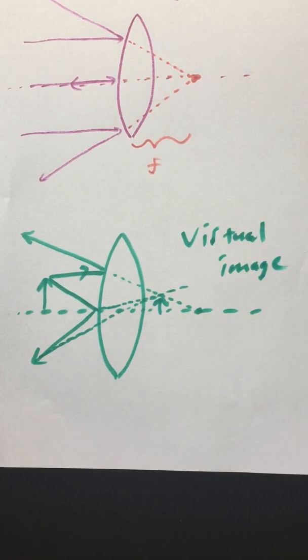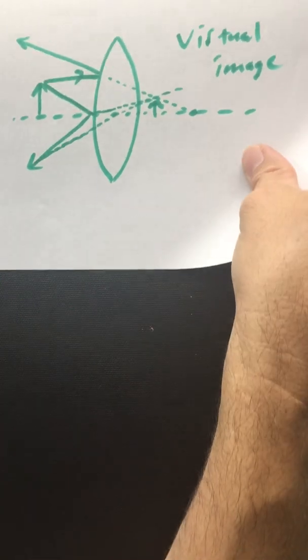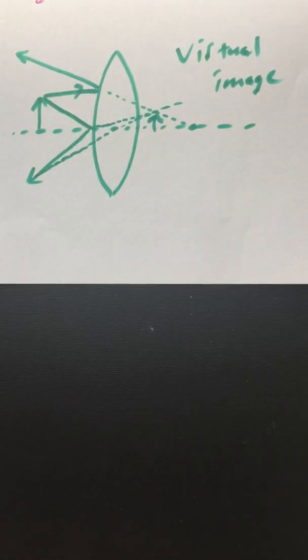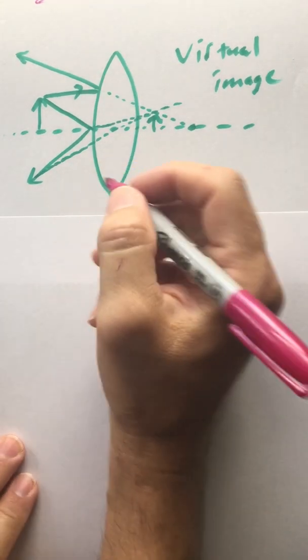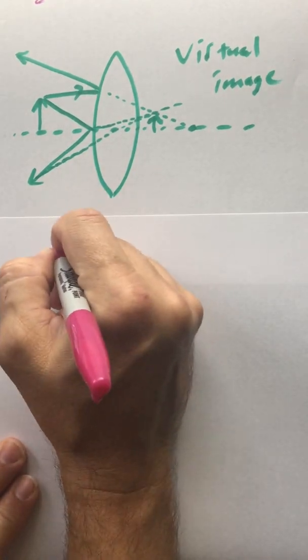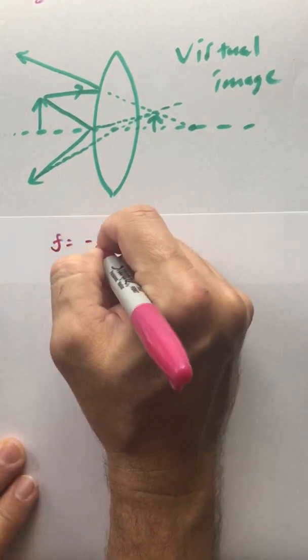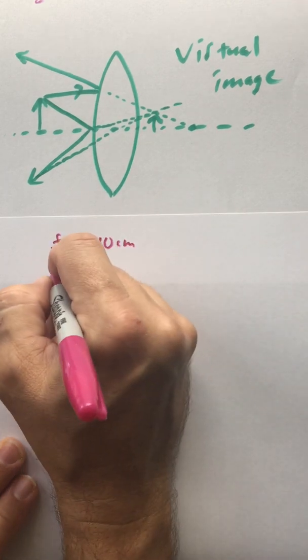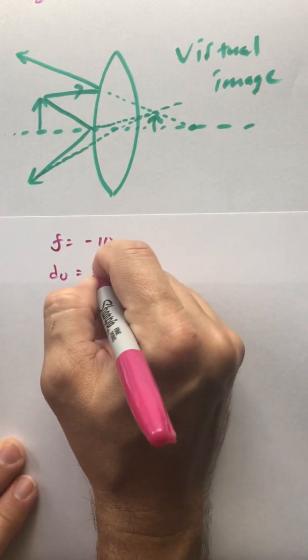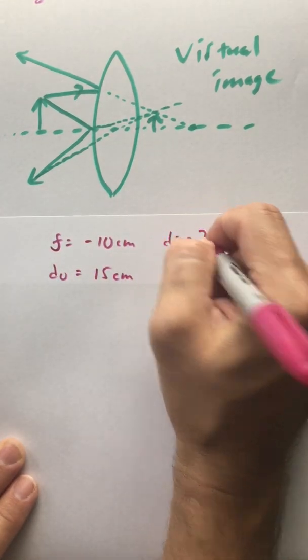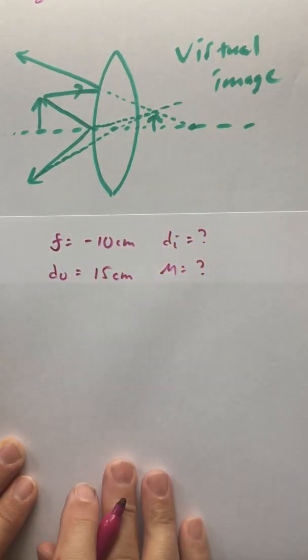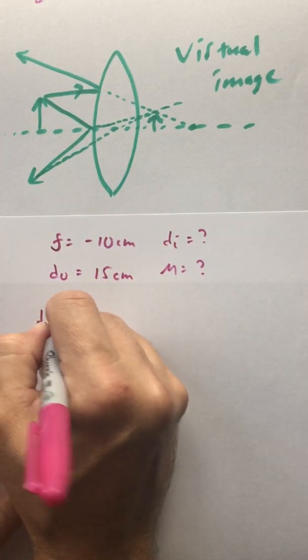Now, let's run the mathematics and make sure everything agrees. Make sure you still see that. Same equation that I've been using. If I want to know, let's let our focal length be minus 10 centimeters. Let's let our distance to the object be 15 centimeters. And I'm looking for distance to the image and magnification.